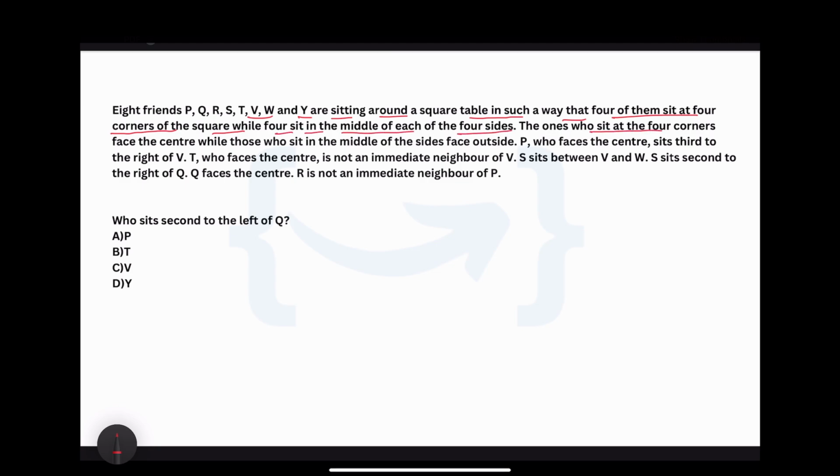The ones who sit at the 4 corners face the center, and those who sit in the middle of the sides face outside. Whatever the question says, I will be creating the same thing. So I have created the square. I have 4 points, and the 4 corners will be pointing towards the center of the square. Clear? And the rest of the people will definitely point outside of my square.